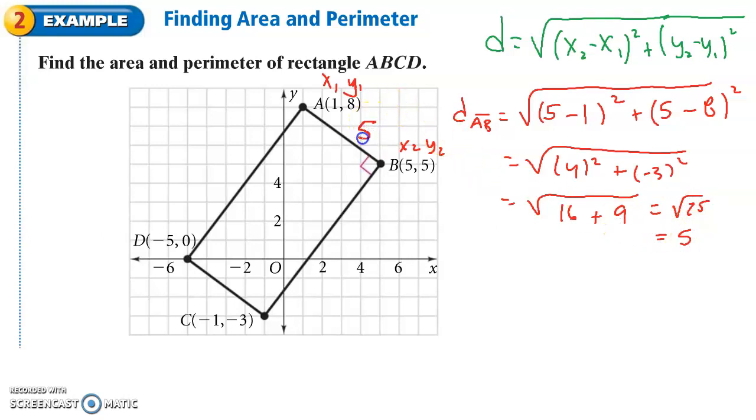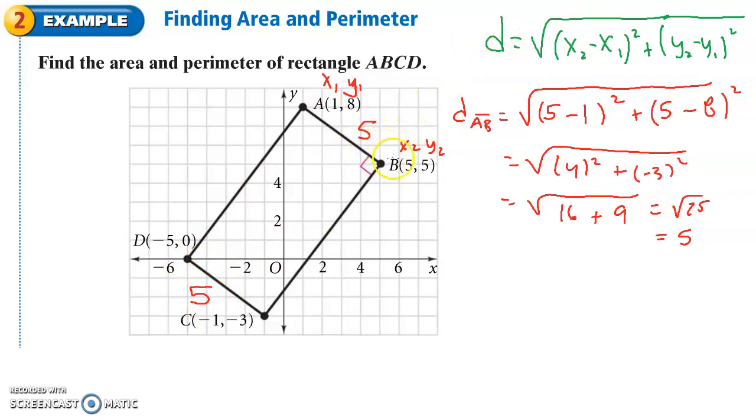I now know that this side length is 5, and because this side length is congruent to this side length, it is also 5. So I don't have to use the distance formula for all 4 sides. I only need to use it twice. In this case, if I use it on this side, I also get this side for free. So consider that a bargain.